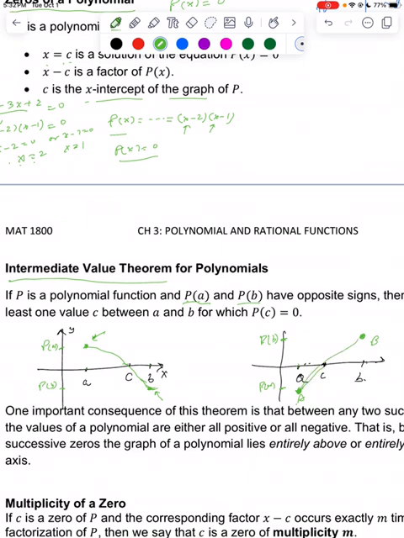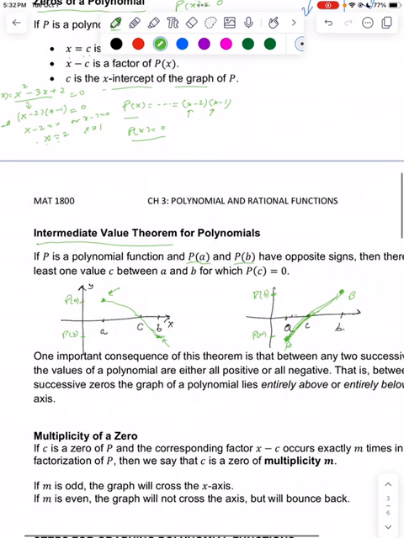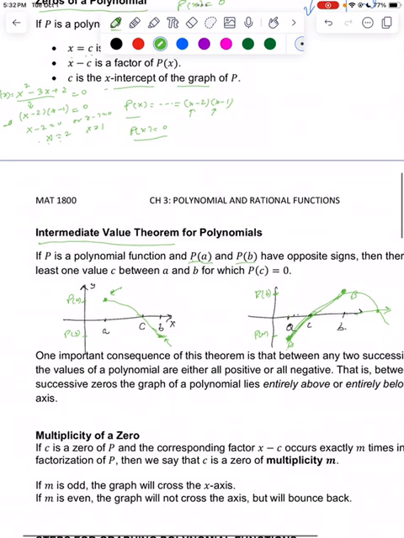And also what we see from here is that if there is another zero, for example, let's say somewhere, then it has to come down to cross it. So if you notice, between two successive zeros, the graph can either be above the x-axis or below the x-axis. So it cannot be, because if it is below here, then it has to cross again. So we miss that zero, which means we have to go back and check our work.